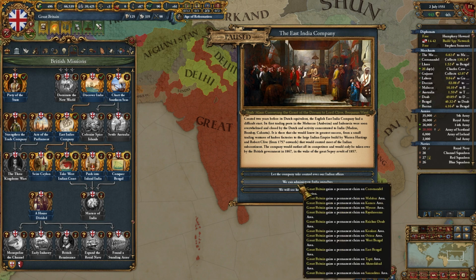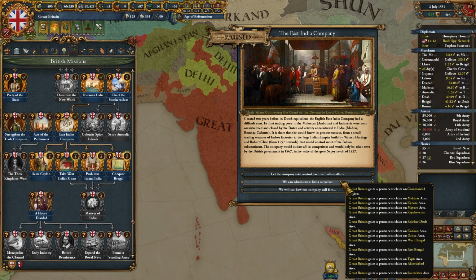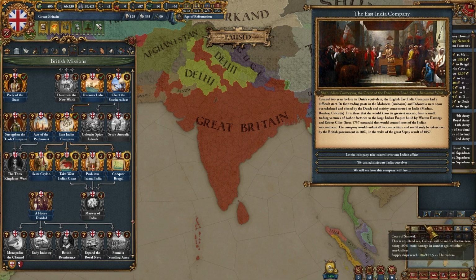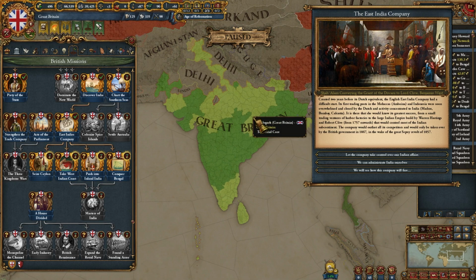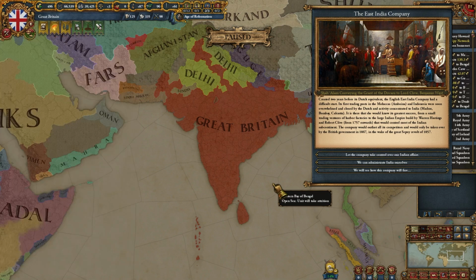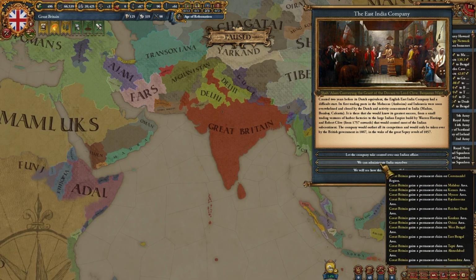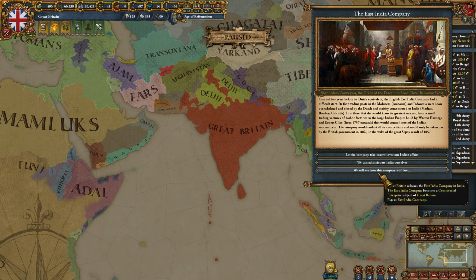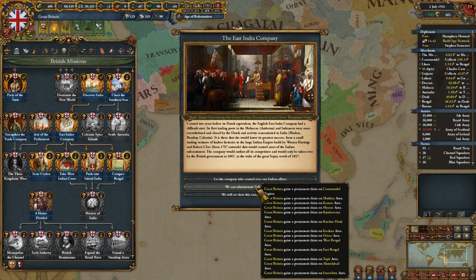I will go for we can administrate India ourselves, which gives me actually permanent claims on all the provinces. Also, I think in northern India, where I haven't conquered them, of course. So that is quite nice. But keep in mind, you could do the ultimate loop over there of forming Great Britain as the East India Company, forming the East India Company again, forming Great Britain as the East India Company again, and so on and so on and so on. So yeah, I'm just going to take this option right now.